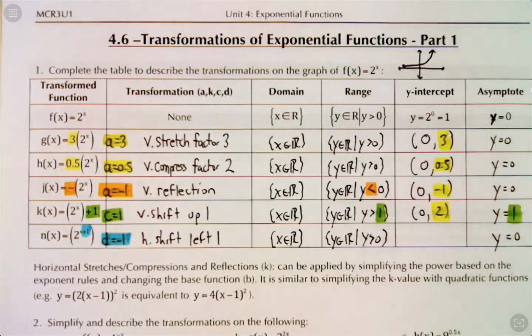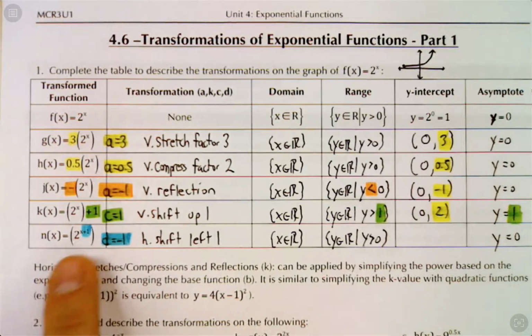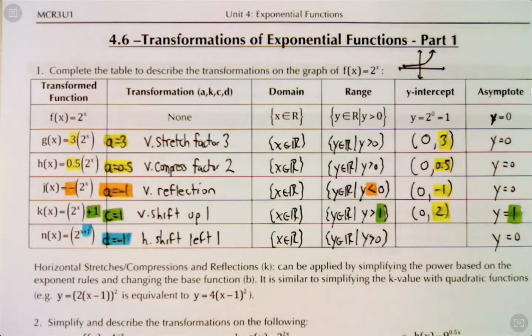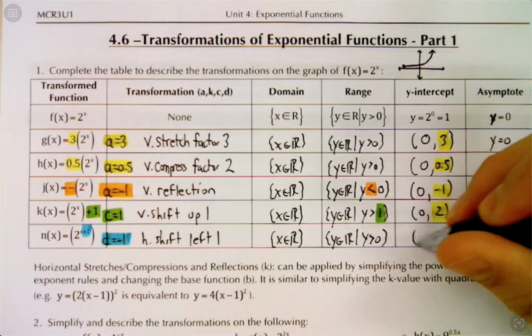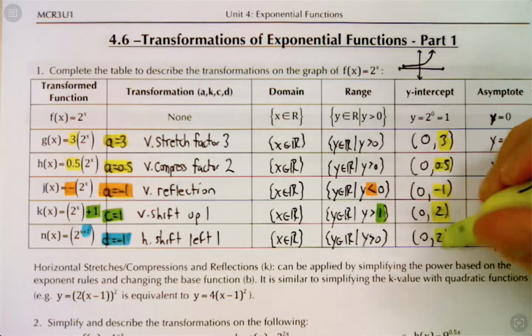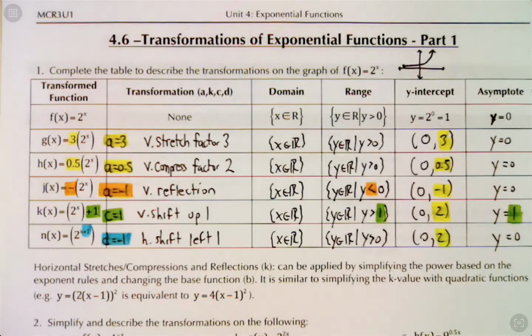The only thing it changed was the y-intercept, but everything seems to change the y-intercept. If we put 0 in, we get 0 plus 1. 2 to the exponent 1 is 2. We get 0, 2. So it seems like no matter what we change in terms of transformations, we impact the y-intercept, which is notable.